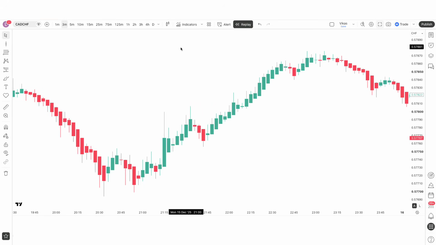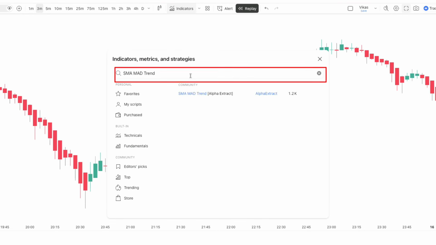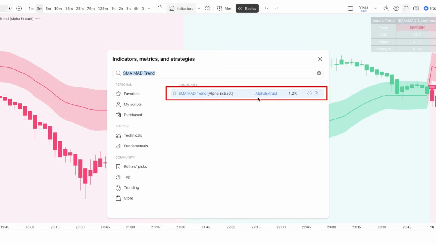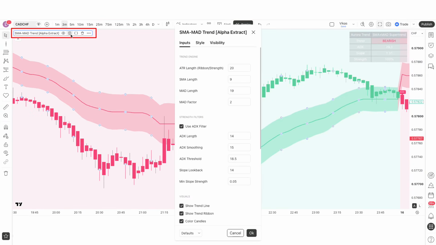Next, you'll want to find those magic indicators. Head over to the Indicators tab and search for the SMA MAD trend. Select the indicator made by Alpha Extract and add it to the chart. Now the indicator settings change for perfect signals.